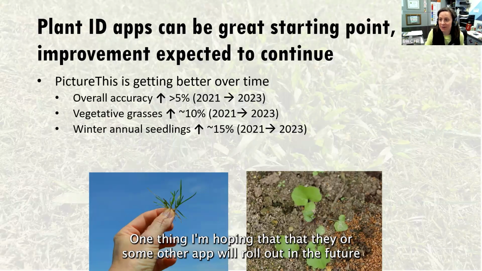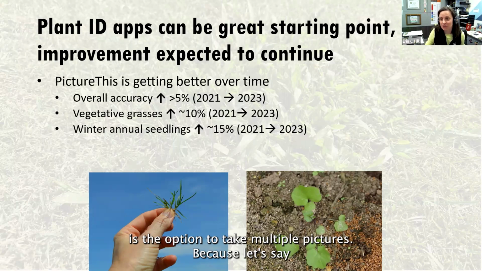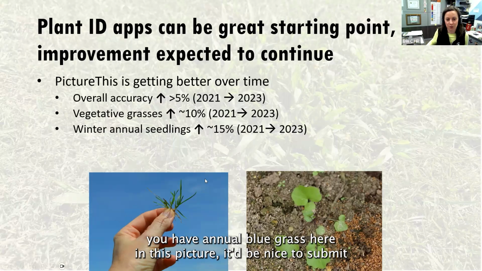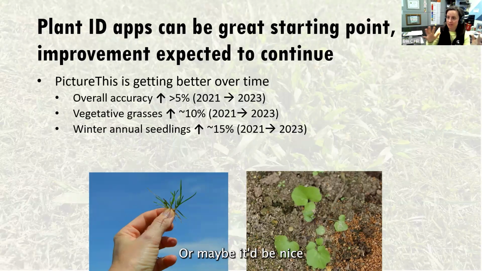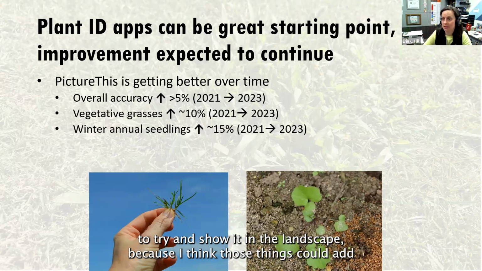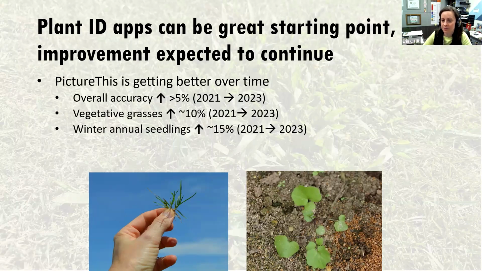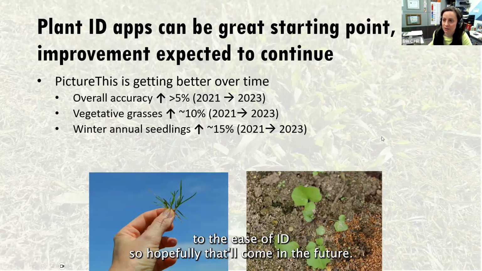One thing I'm hoping that they or some other app will roll out in the future is the option to take multiple pictures. Because let's say you have annual bluegrass here in this picture. It'd be nice to submit a picture like this, but it'd also be nice to zoom in on the collar region, or maybe show it in the landscape, because I think those things could add to the ease of ID. So hopefully that'll come in the future.